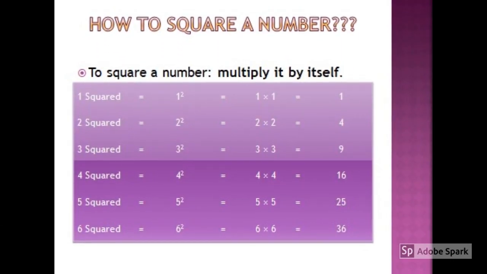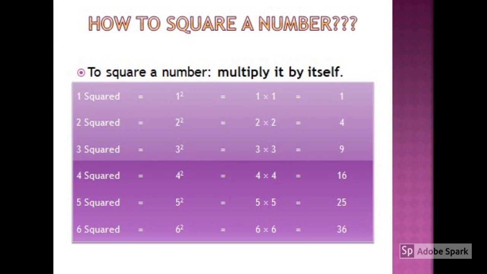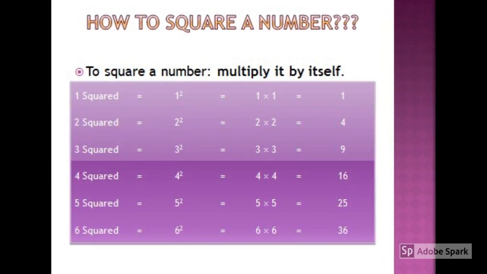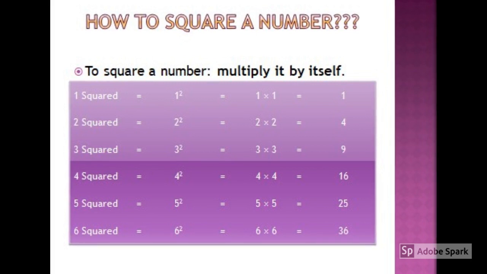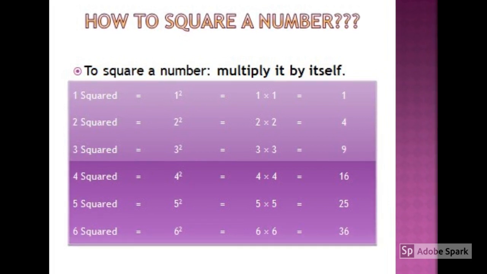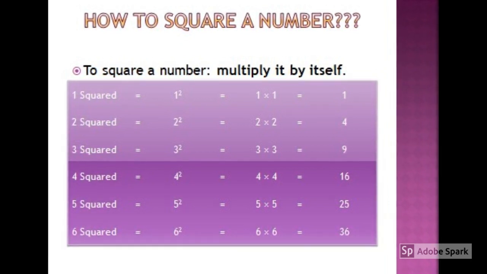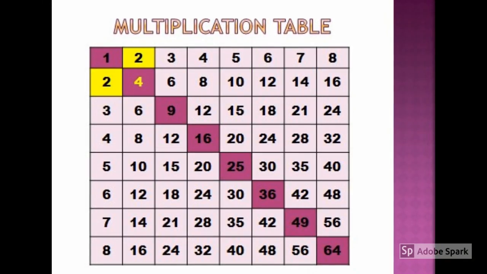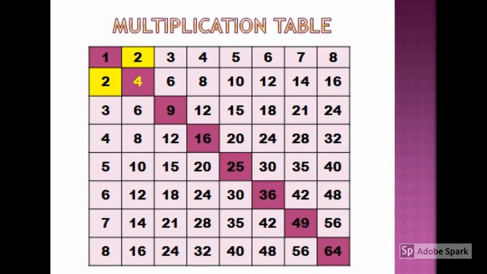Square of a number means to multiply a number by itself. For example, 1 square means 1 multiplied by 1, which is equal to 1. 3 square means 3 multiplied by 3. The answer is 9. We can simply understand it by using multiplication table.